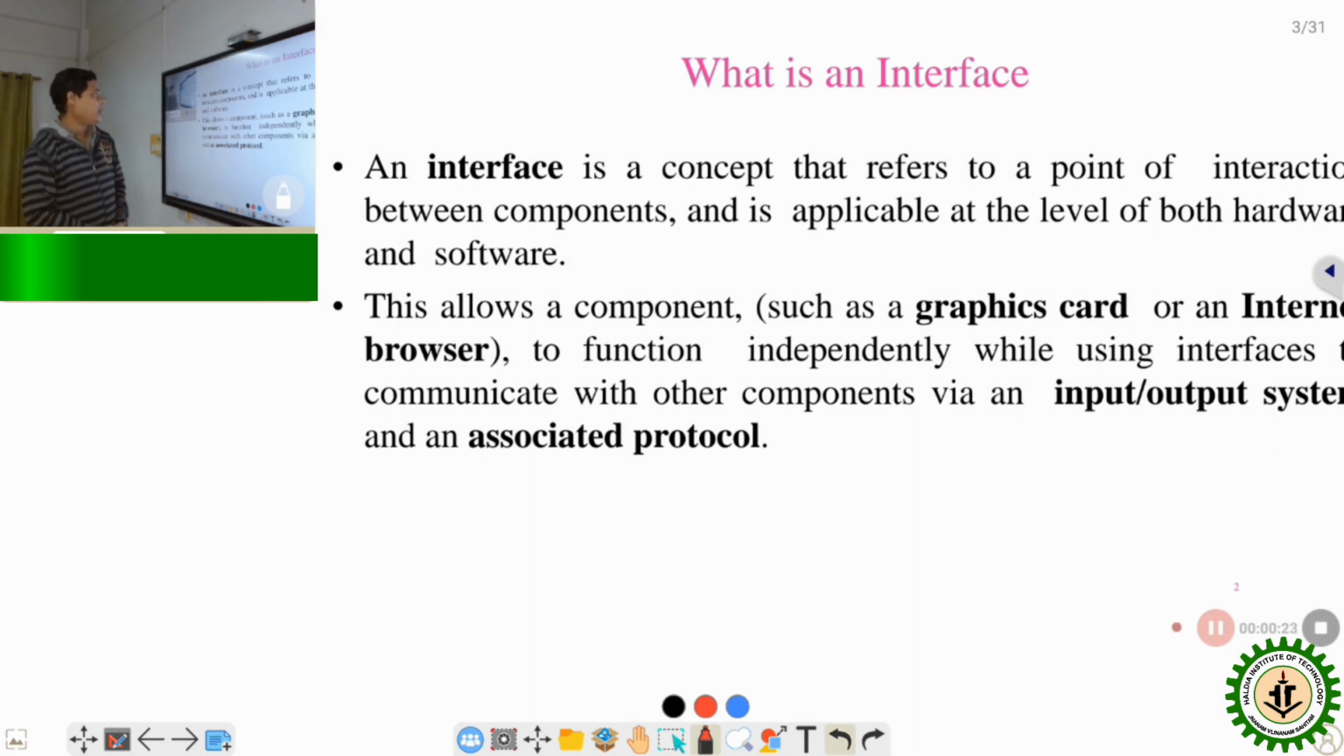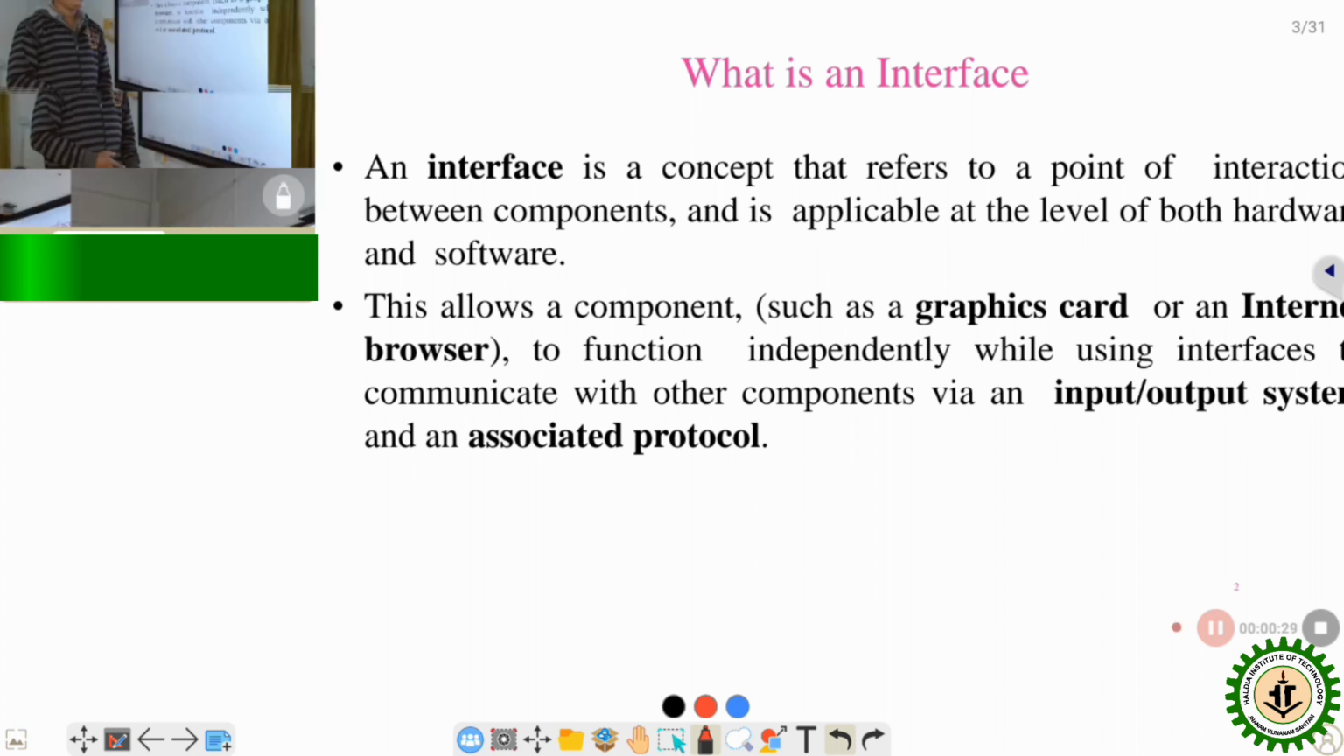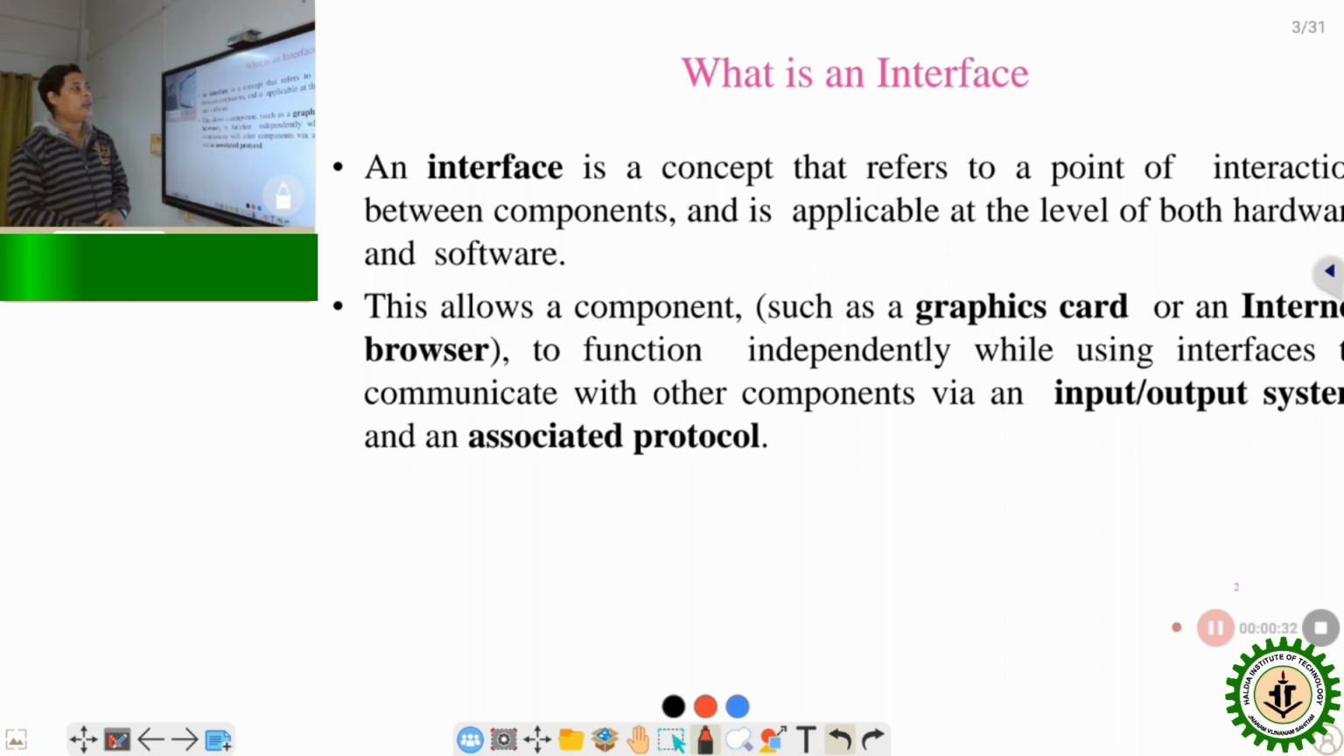It says interfacing is a concept that refers to a point of interaction between the components and is applicable at the level of both hardware and software. This basically allows a component to function independently while using interface communication with other components via input-output system and associated protocols.